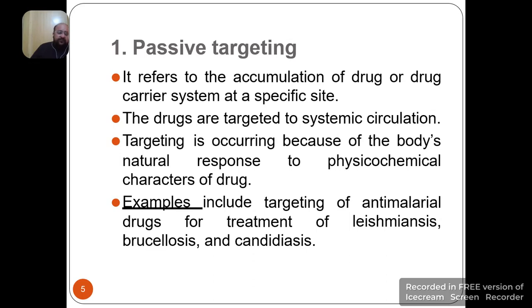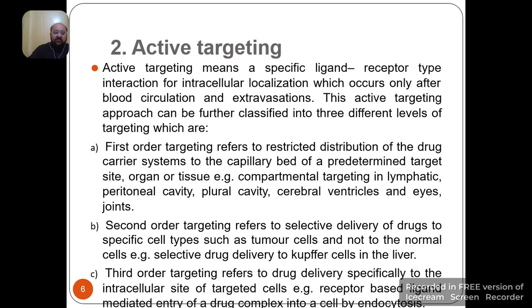For what? To show the optimal therapeutic effect, to check out the therapeutic effect of the drug. So targeting is occurring because of the body's natural response to the physicochemical characters of the drug. Examples include the targeting of anti-malarial drugs for the treatment of leishmaniasis, brucellosis and candidiasis. So there are different mechanisms through which the drug can be delivered to the targeted site.